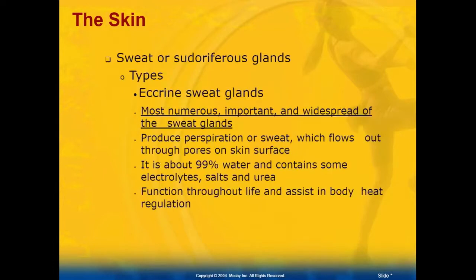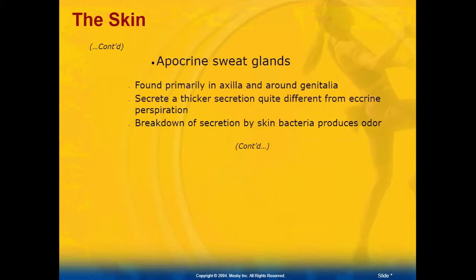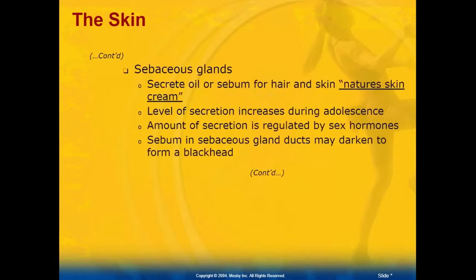All right, so a way to keep these separate: eccrine glands are good. Apocrine glands are not good. They make you smell like an ape. So think of the apocrine glands as the thicker, smelly type of secretion. And then the one we mentioned a minute ago, sebaceous, nature's skin cream. This is the sebum that comes out of our cells, but it can mix with the bacteria on our skin, get backed up into the ducts, and that creates blackheads.